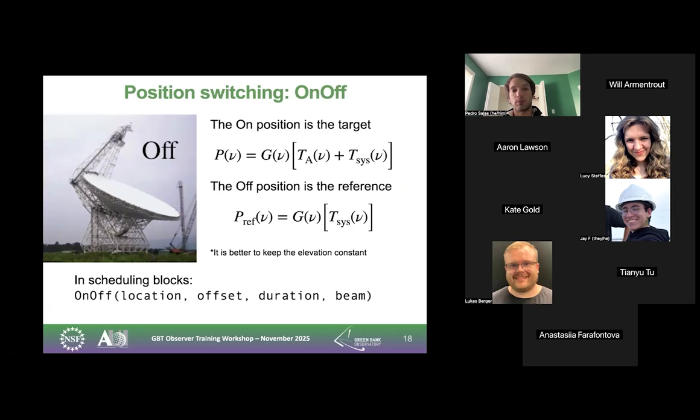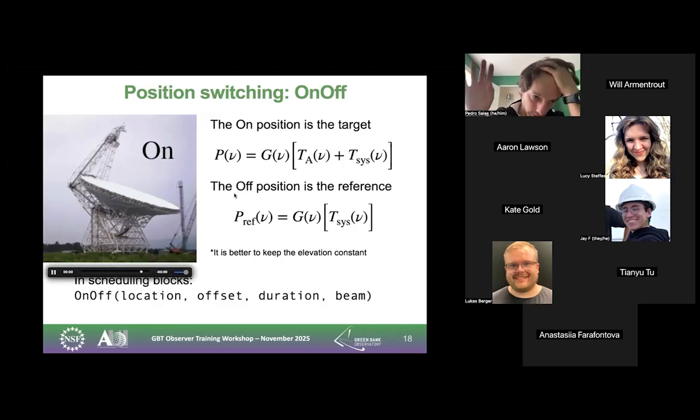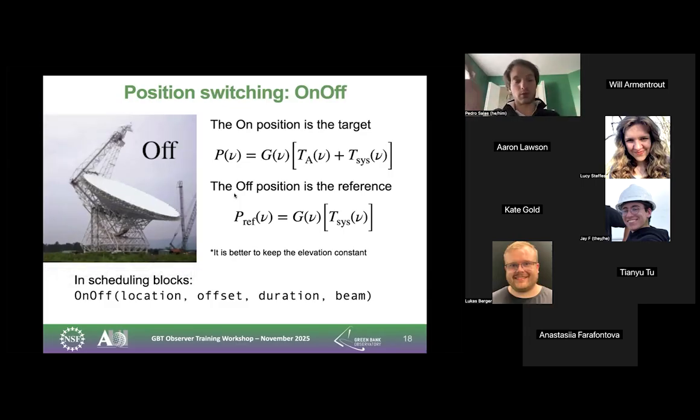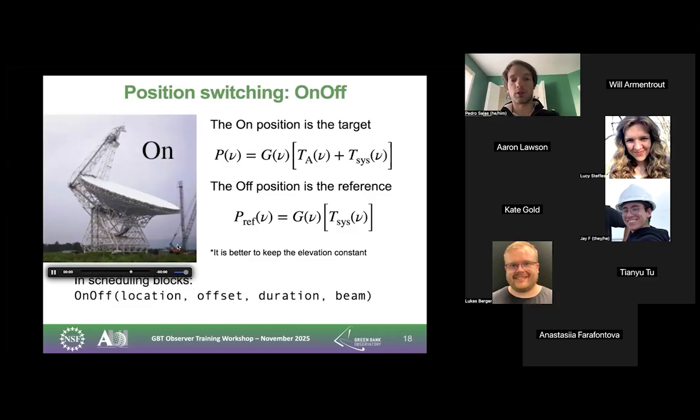Okay. Next one, position switching using on and off. This is very simple. The idea is you observe your source, you move the telescope, you observe the reference, you do the math. In this animation, it's showing the telescope headbanging. What you really want to do is move it sideways so you keep the elevation constant, because moving in elevation, you change a bit how the structure, the shape, is illuminating the ground. So it's not the best.